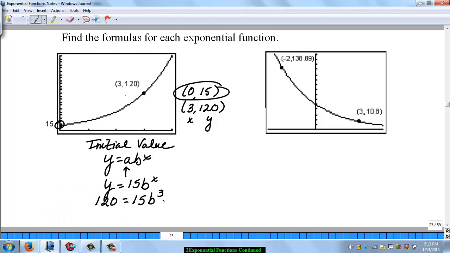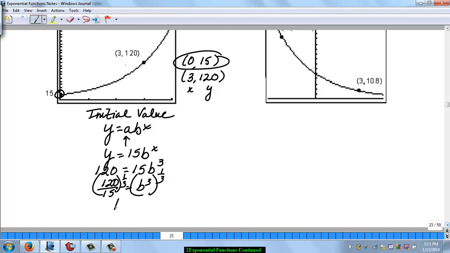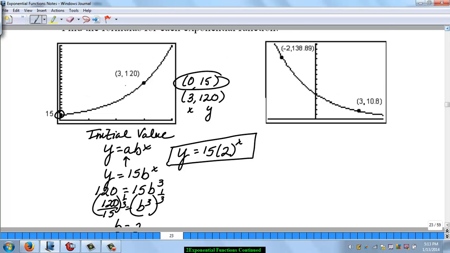So if we divide by 15 on both sides, I have 120 over 15 equals b cubed. Raise each side to the reciprocal, which happens to be 1/3. So my b comes out to be 2. This one's a nice one. So my formula here is 15 times 2 to the x. Can you have that? Yes, you can, because that means it's been doubled. So it's really 2.0000, but there's your formula. Nice. And you can check it by plugging it in.